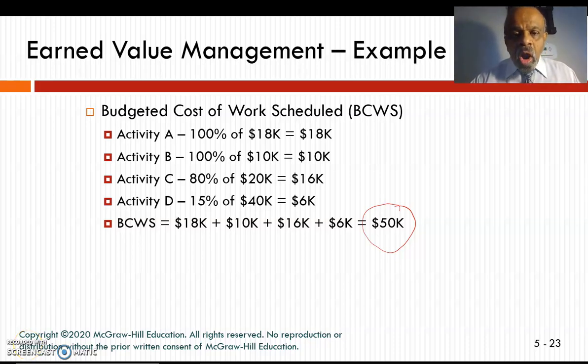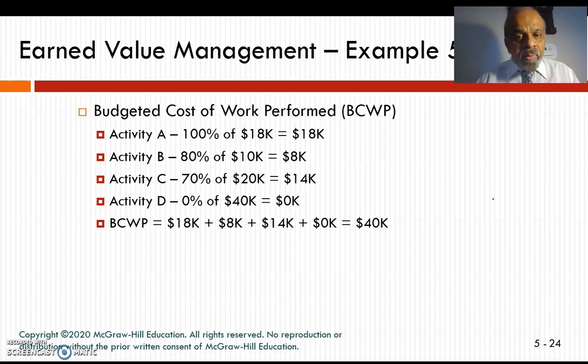So the cost of work schedule, BCWS, has been calculated as $50,000. Let's now calculate the work performed, BCWP. BCWP basically is calculated as how much of work has been performed.